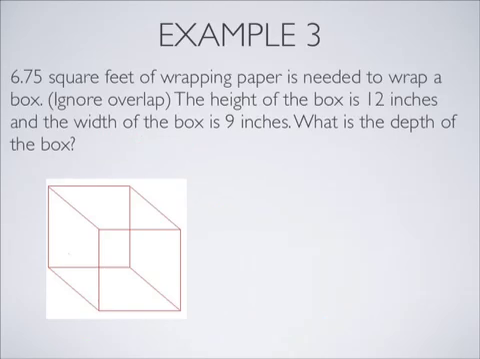Example 3. 75 square feet of wrapping paper is needed to wrap this box. So we're pretending our wrapping paper does not overlap, that we are wrapping it perfectly. The height of this box is 12 inches and the width is 9 inches, and I need to know the depth if my total surface area is, what is that number in front?